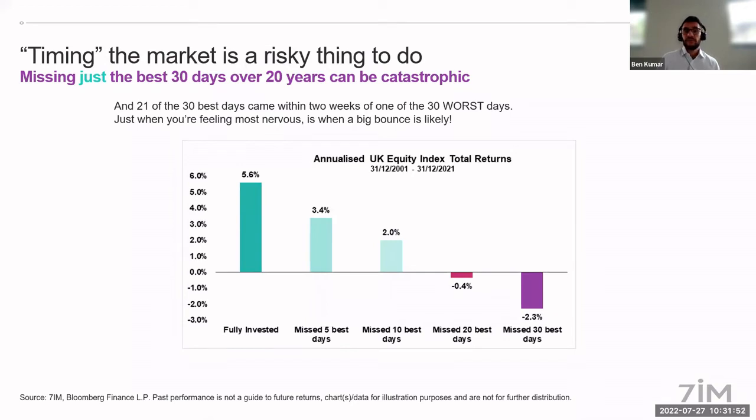But had you just missed the 5 best days of that, you'd have lost 2% of that return, 2% annualized. You'd suddenly be at 3.5%. If you missed the 30 best days, you've suddenly got a negative return over that 20-year period. So that's a really, really stark thing to think about. If you'd just missed a month of investing over that 20-year period, you'd have had a negative return.